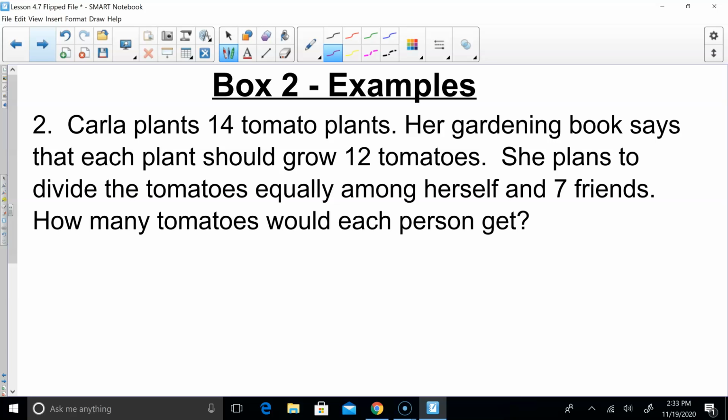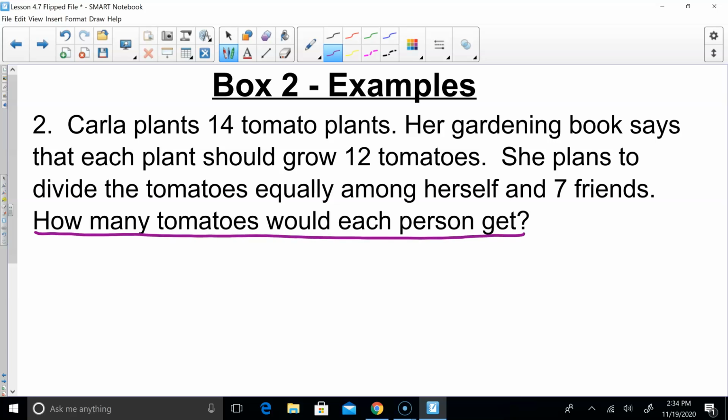All right, a lot going on there, so let's try that again. So Carla plants 14 tomato plants. Her garden book says that each plant should grow 12 tomatoes. She plans to divide the tomatoes equally among herself and 7 friends. How many tomatoes would each person get? So that's our question.